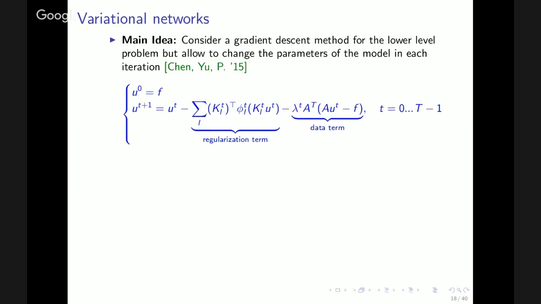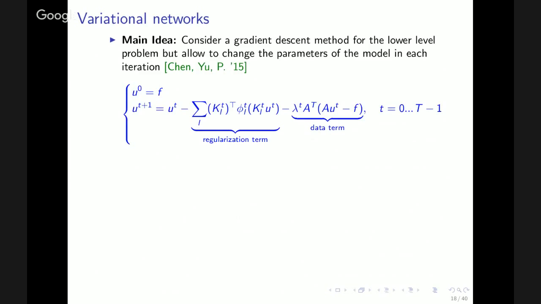And when we did this, then Yunjin had another idea. He said, okay, now we have these unrolled steps of gradient descent. Why not allow the algorithm to modify the filter kernels and the potential functions in each step separately? So now it means that we again have this type of gradient descent step, but now we allow that these filter kernels, k_t, the functions, which are the derivatives of the potential functions, and maybe also the data term or the regularization parameter changes separately in each iteration.